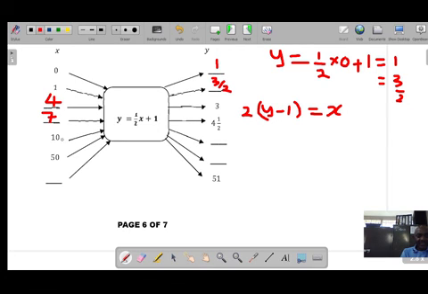Then next, when my x is 10, I come back here. A half times 10 is 5. 5 plus 1, we get 6. I'm going to put 6 here. When my x is 50, a half times 50 is 25. 25 plus 1 is 26. I'm going to put 26 here. Now lastly, when my y is 51, I come back here. 51 minus 1 is 50. 50 times 2 is 100, so I'm going to put 100 here.